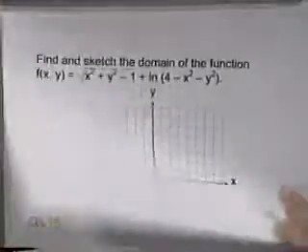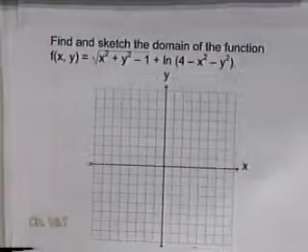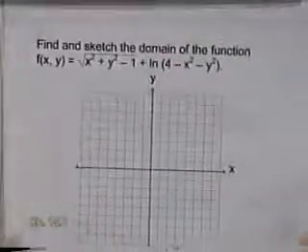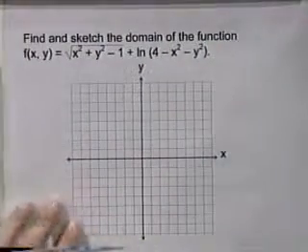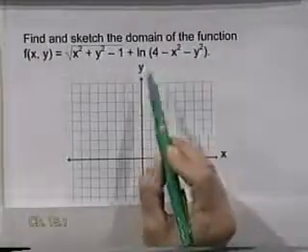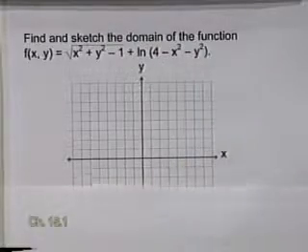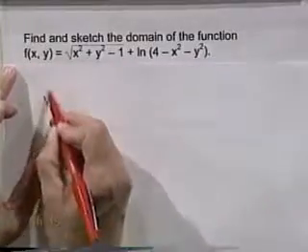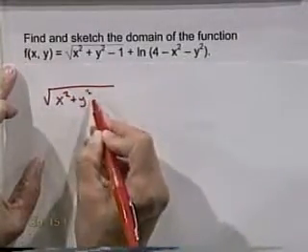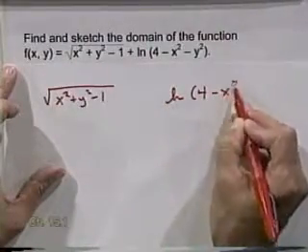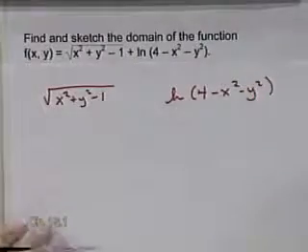Okay. Moving right along. Now we've done plenty of finding the domains. Well, I have one more here. Maybe I should do it. Let's do it real quick. This one's sort of fun. We have the square root of x squared plus y squared minus 1, plus the natural log of 4 minus x squared minus y squared. And the reason I think that's sort of fun is this has to make sense. The square root of x squared plus y squared minus 1 has to make sense. And in addition, the natural log of 4 minus x squared minus y squared must make sense.